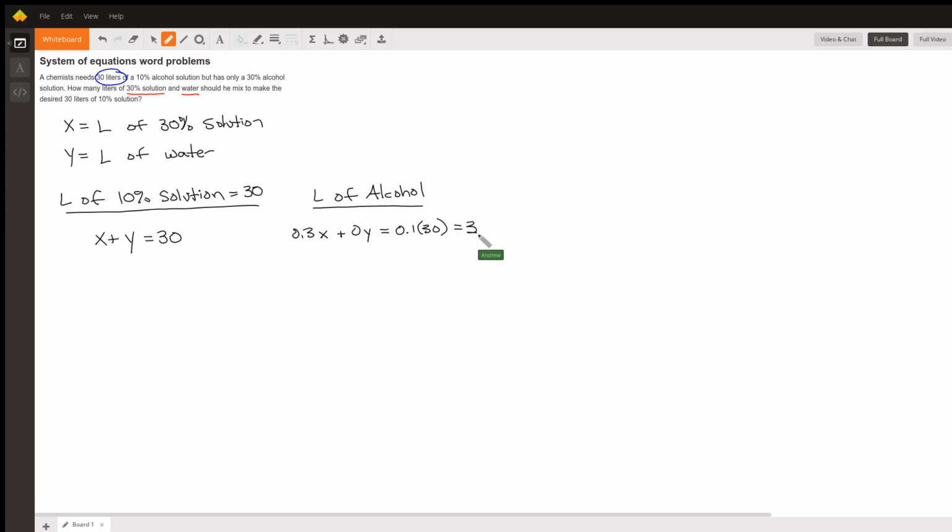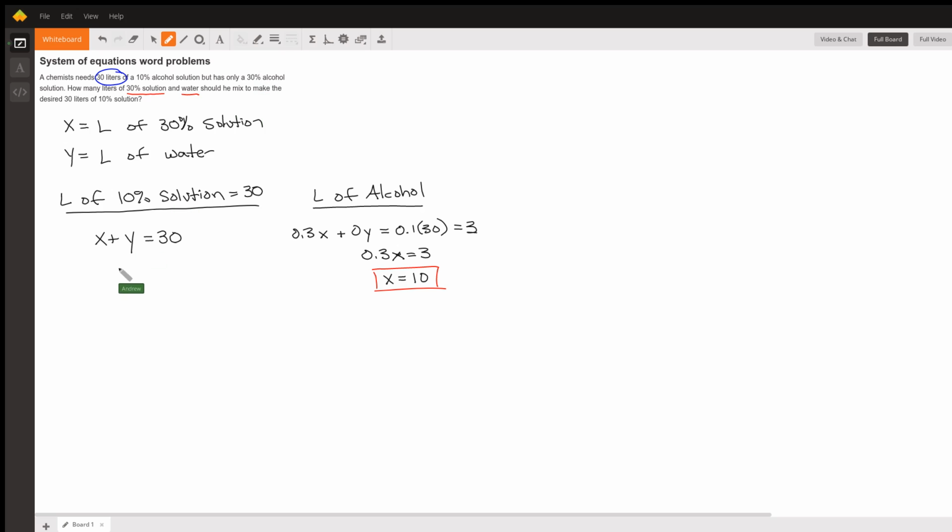And now we want to solve this system of two equations. So this one's fairly simple. We have 0.3x, if we simplify this one, equals 3. We could then solve this by dividing both sides by 0.3 and get x equals 10. So there's part of your solution, right? You know that x is equal to 10.